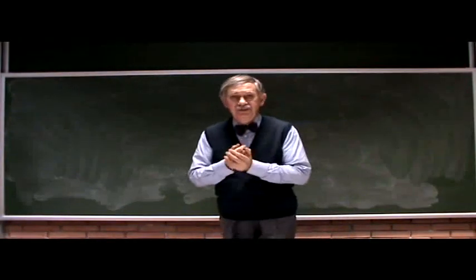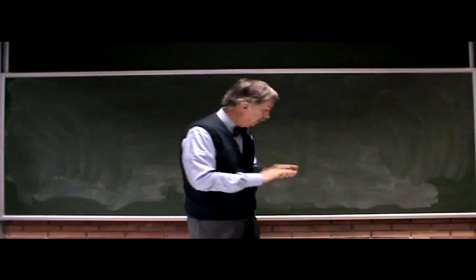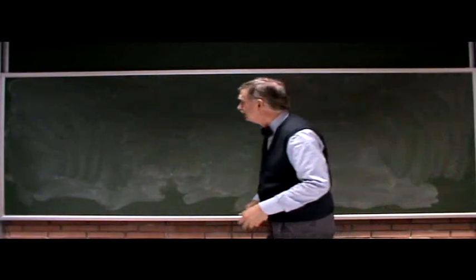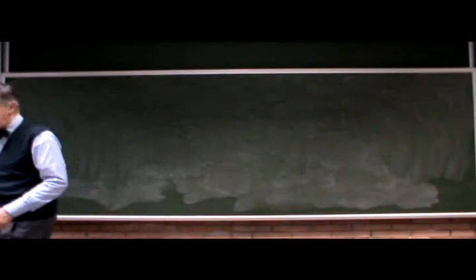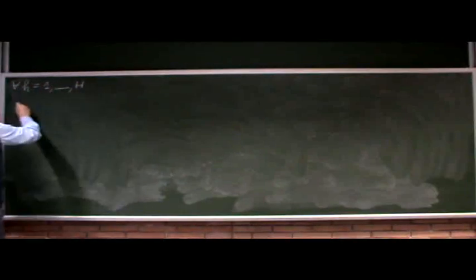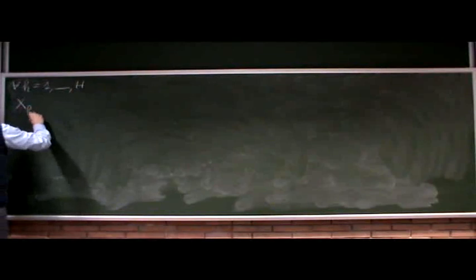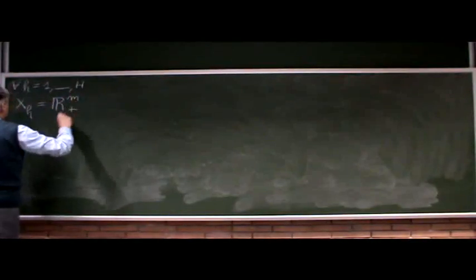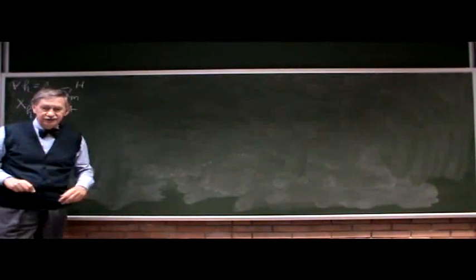We shall prove the second theorem of welfare economics. Let us see our assumptions. First is well known. For every consumer h, the consumption set is equal to the non-negative orthant. This is only to simplify the proof.